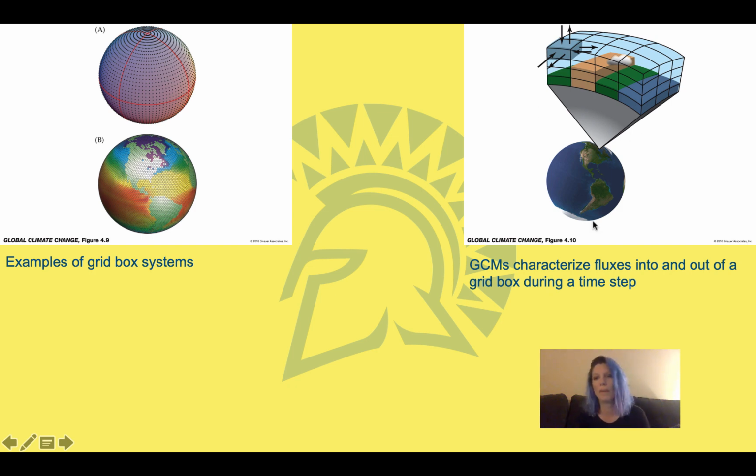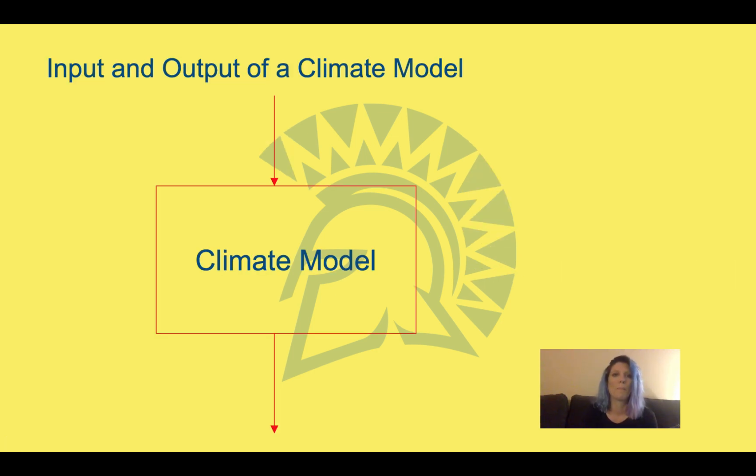And these global climate models characterize fluxes into and out of a grid box during a time step. So, it's going to look at the flux both out of it and into it, in all different directions: north, south, east, west, and also up into the atmosphere. So this is why they're running so many different equations at the same time, because it's definitely going to be looking at all these simultaneously. This is almost impossible for human beings to do. So computers have really helped us with this.